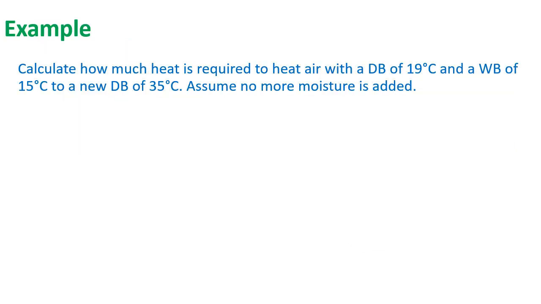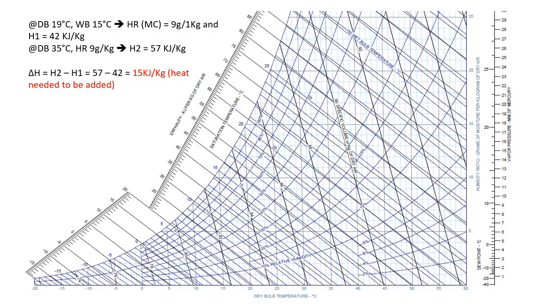Let's calculate how much heat is required to heat air with a dry bulb temperature of 19 degrees and a wet bulb temperature of 15 degrees to a new dry bulb temperature of 35 degrees Celsius. Assume no more moisture is added, which means that the moisture content MC remains the same. On the chart, by locating the initial conditions of the air we can find out that the moisture content is 9 grams per 1 kilogram of dry air and the enthalpy is 42 kilojoules per kilogram.